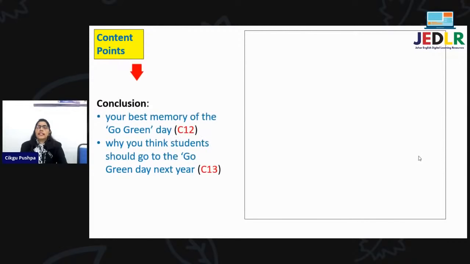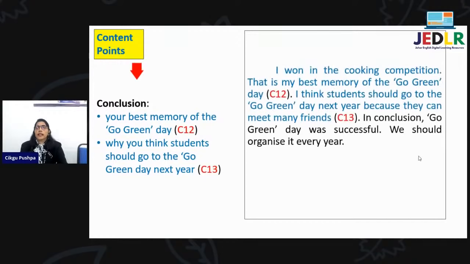Okay, this is the next part. Conclusion, your best memory, and why you think students should go to the Go Green Day next year. Now, this is just the example. I won in the cooking competition. That is my best memory of the Go Green Day. You are going to get C12. I think students should go to the Go Green Day next year because they can make many friends. So the one in black is the overall conclusion for your article.